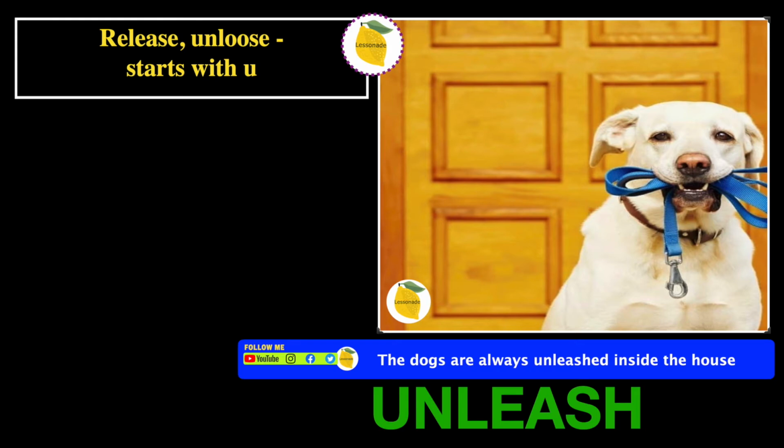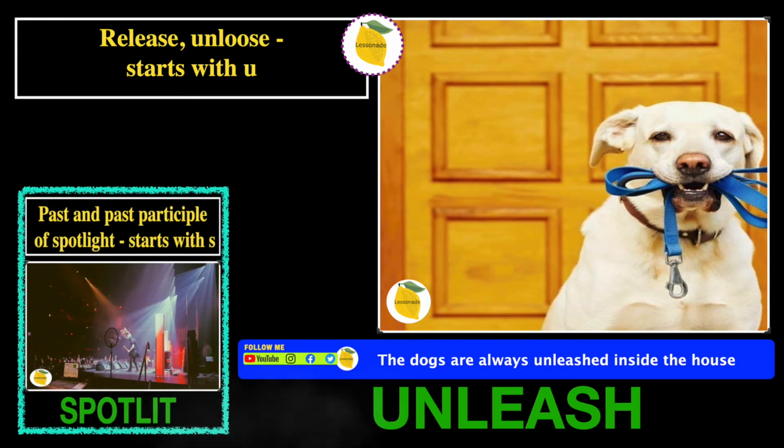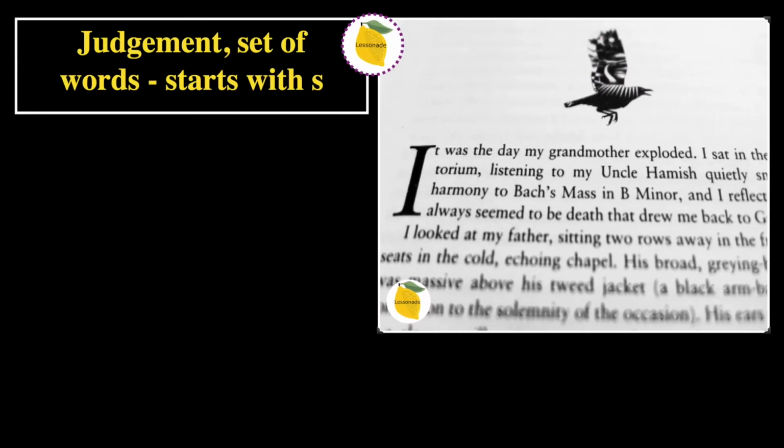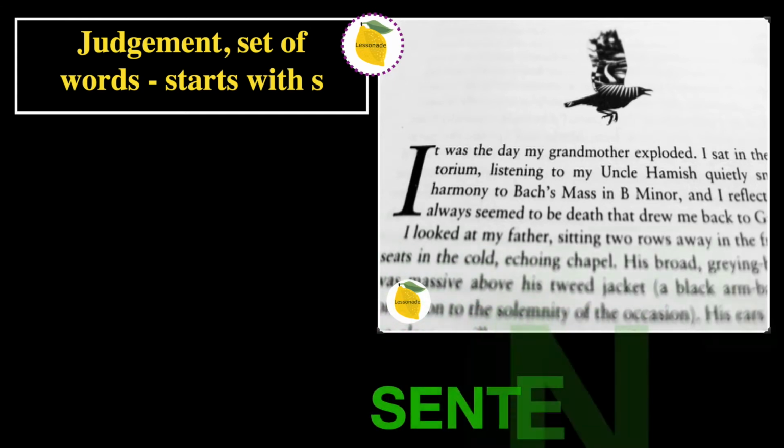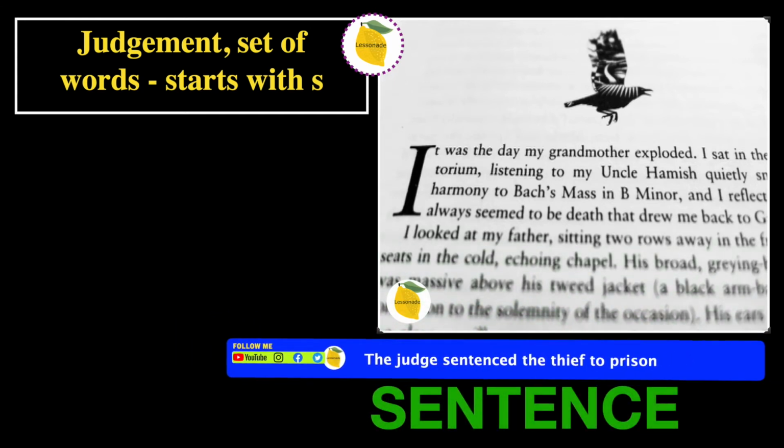Before we go into the next one, do you guys remember the previous slide? The previous slide is spotlit. Let's go into the next one. Judgment, set of words, starts with S. In this picture, we can see a set of words. So this means the word will be sentence. And the sentence for this word is the judge sentenced the thief to prison.